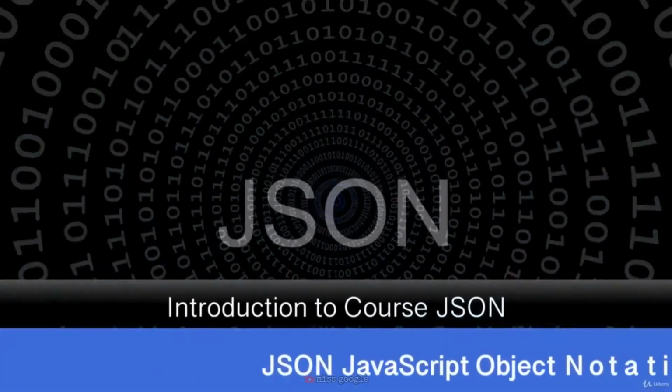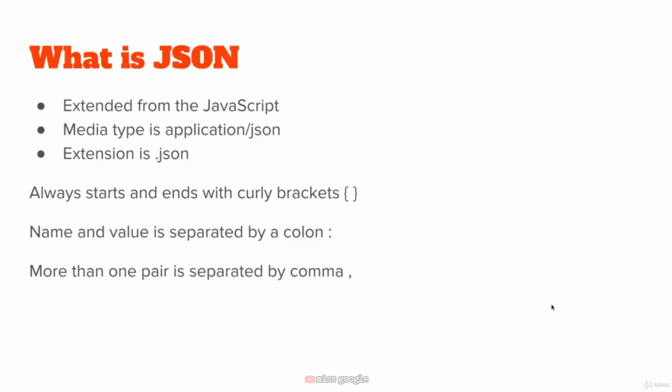Welcome to our JSON course. So that's the JavaScript Object Notation course. JSON essentially is extended from JavaScript. It's a media type, so the extension for it is .json.